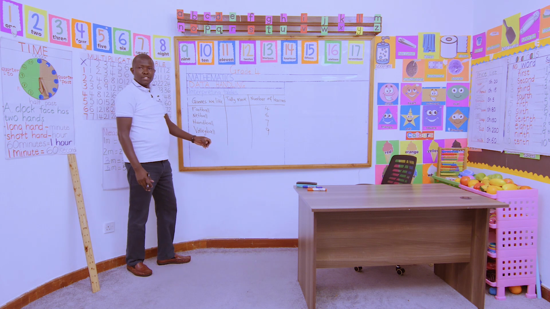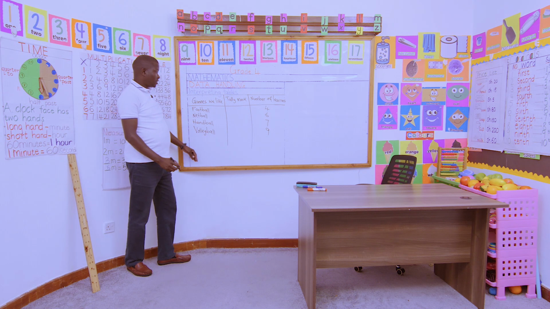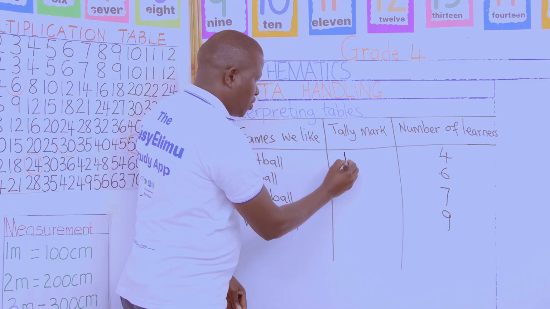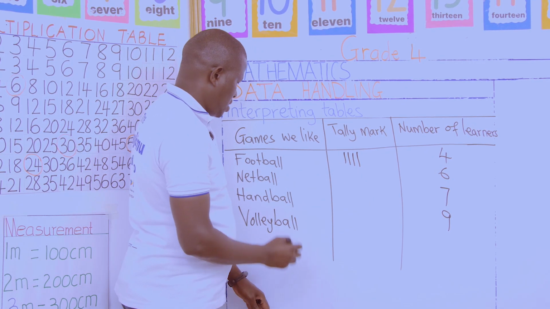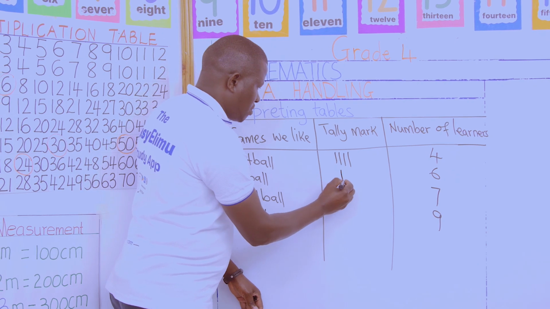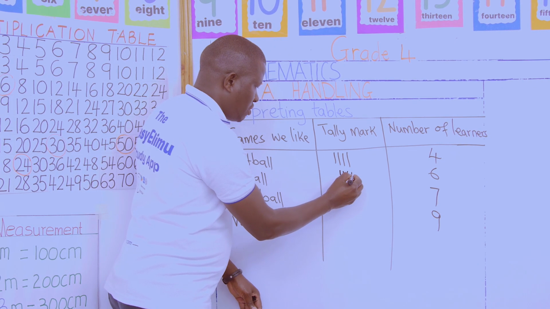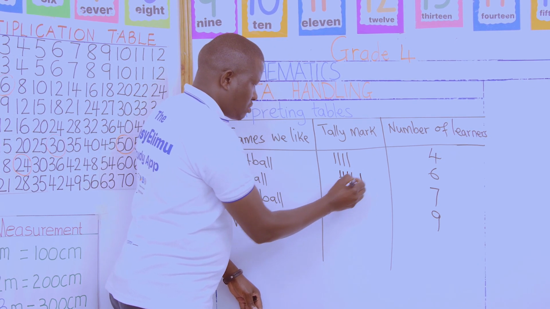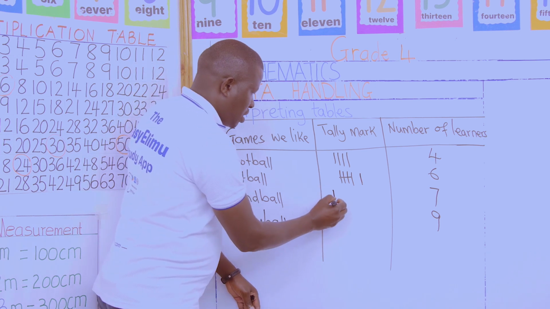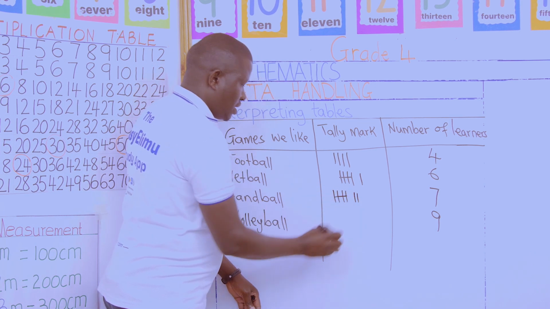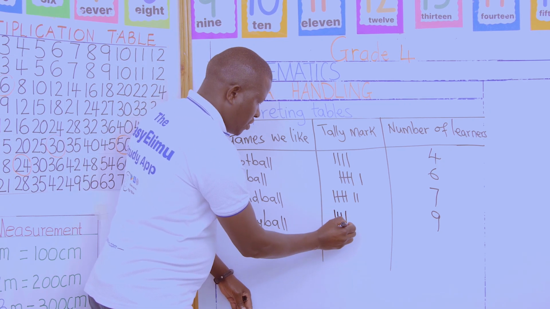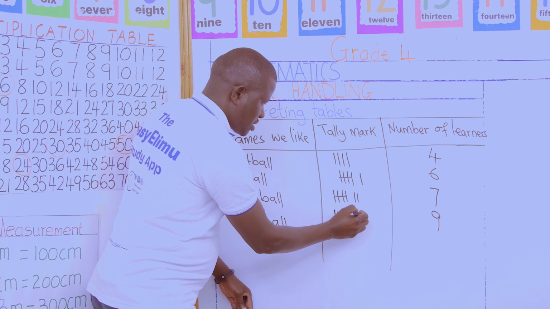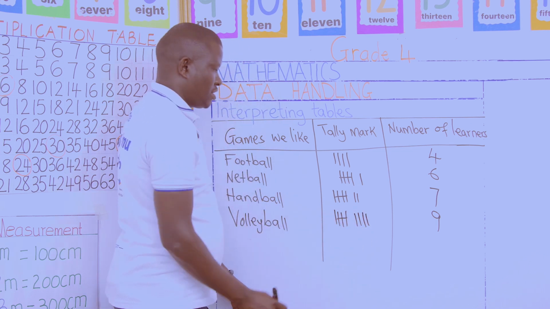So we have to represent them in tally marks. The tally mark for the first one will be 4. We said they are vertical strokes. For the next one will be 6: 1, 2, 3, 4, 5 cuts across, and then the 6th one. Then 7: 1, 2, 3, 4, 5, 6, 7. And the last one is 9: 1, 2, 3, 4, 5, 6, 7, 8, 9.